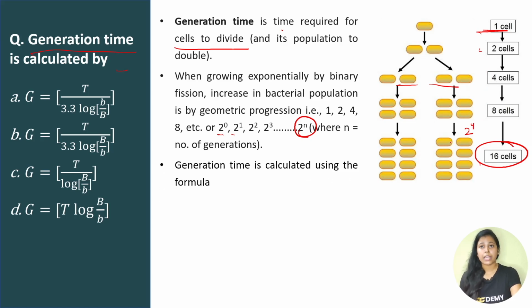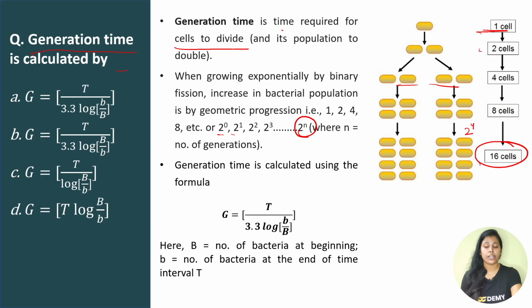Now, talking about the generation time formula, there is a very simple formula which gives the total time for the initial population to convert into the final population. So, G equals time divided by 3.3 log b by B. Small b here is the final population, that is, the number of bacteria or cells at the end of the interval T, and capital B is the bacterial population at the beginning.